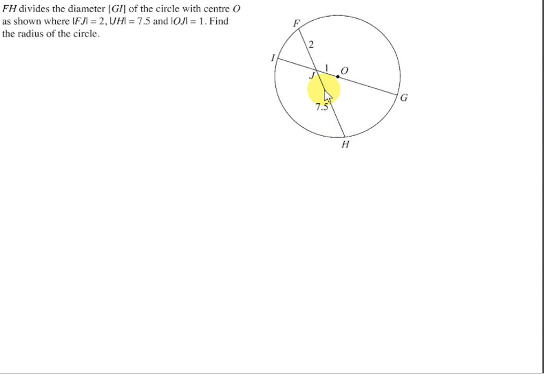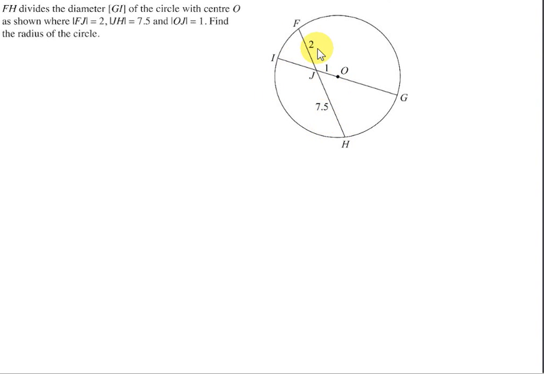FH divides the diameter GI of the circle with centre O as shown, where the distance of F to J is 2, the distance of J to H is 7.5, and the distance of O to J is 1. Find the radius of the circle.